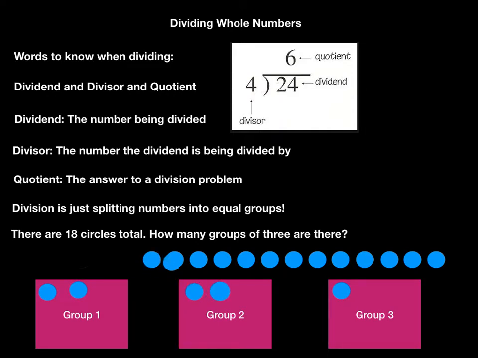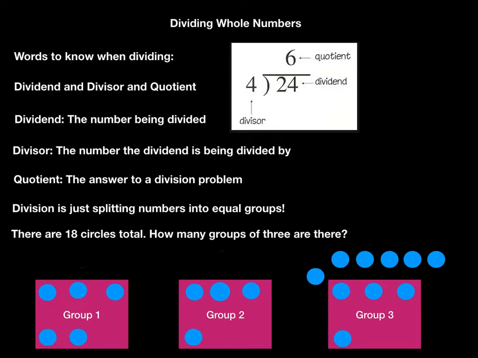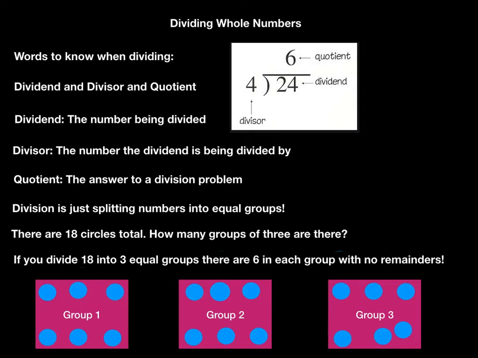So far I'm dividing them up into the 3 groups. If you divide 18 into 3 equal groups, there are 6 in each group with no remainders. You can check that by counting the blue circles in each group square. There are 6 blue circles in each group square, and there are 3 groups. 6 times 3 equals 18. 18 divided by 3 equals 6.